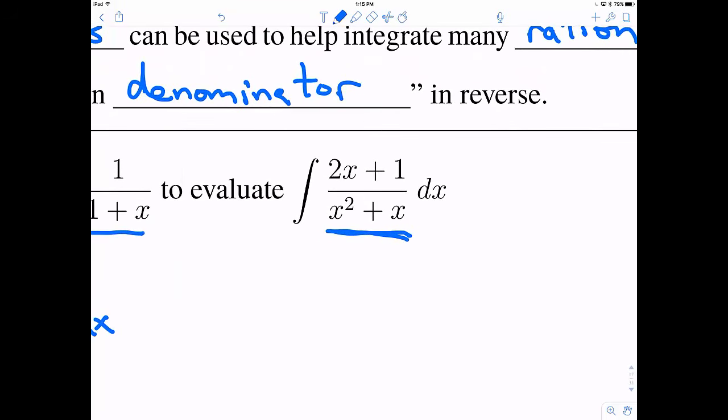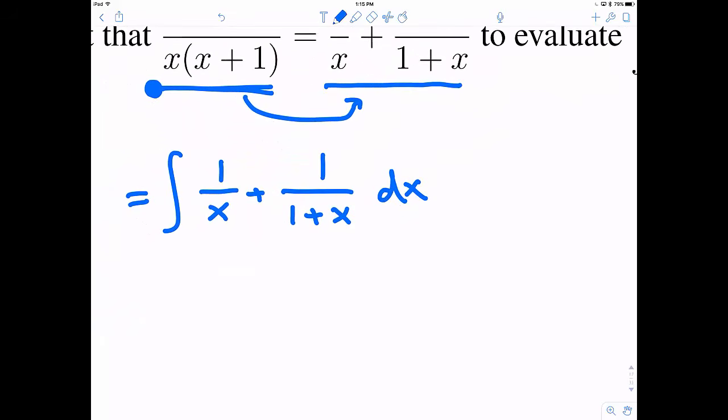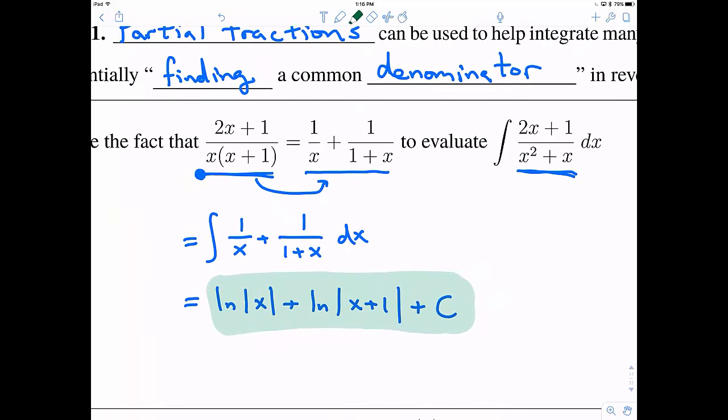While the original expression we may not have known how to integrate, 1 over x we can certainly integrate, and 1 over 1 + x we can certainly integrate. The integral of 1 over x is the natural log of the absolute value of x, and the integral of 1 over 1 + x is the natural log of the absolute value of x + 1, plus my constant of integration. So this is the idea of partial fractions: finding a common denominator in reverse.